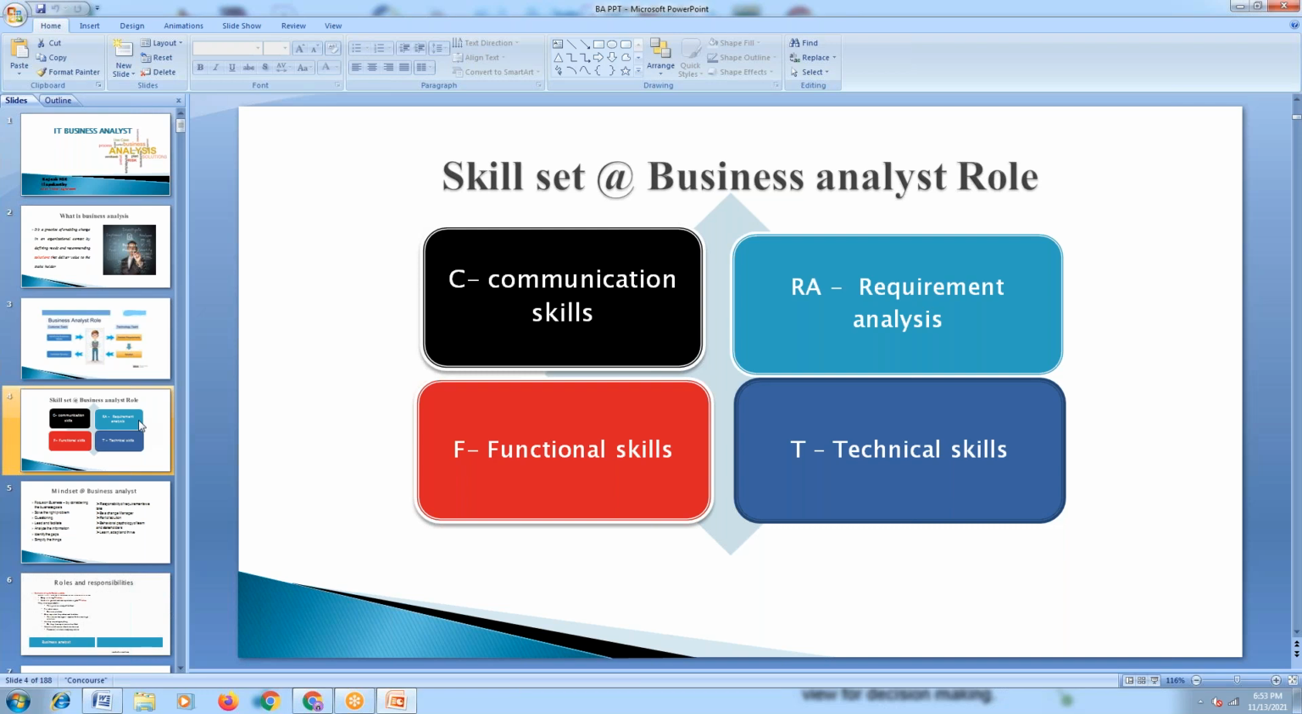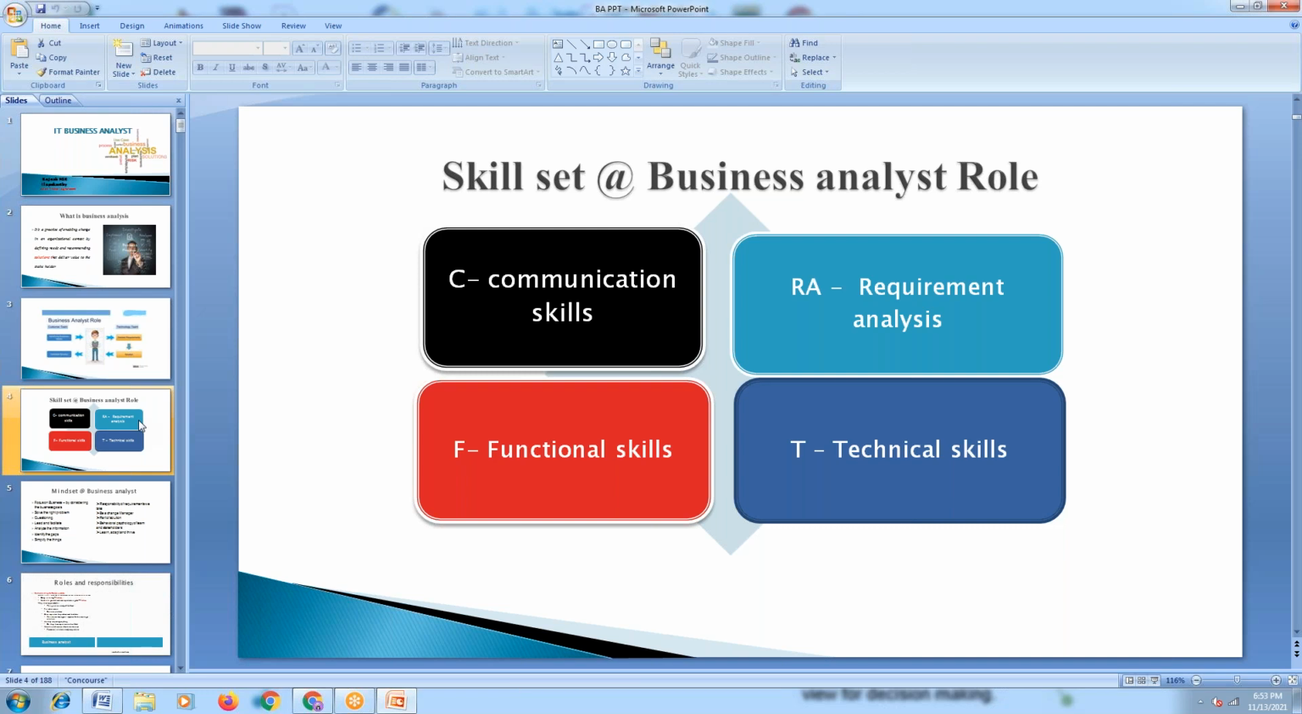Are you clear, Pawan? Yes, Raj. So this is what the craft skills stand for. One is communication skills. Second, you need requirement analysis, meaning understanding the requirements. Next, knowing about the functionalities, followed by technical skills. This is what we call craft skills transfer. Any person who wants to transform their career into BA requires this skill set for sure.